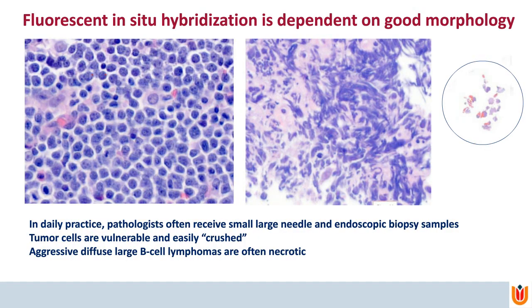The left-hand panel shows very beautiful morphology of a diffuse large B-cell lymphoma. And you can imagine that in this case, it's not so difficult to discern the red, green, and yellow dots. But at the right side, the nuclei are smeared and damaged, and it is exceedingly difficult, if not impossible, to actually appreciate those fluorescent signals. Moreover, we often get those very tiny biopsies, needle biopsies, endoscopic biopsies, often necrotic, that even makes it more difficult to be able to perform these assays.